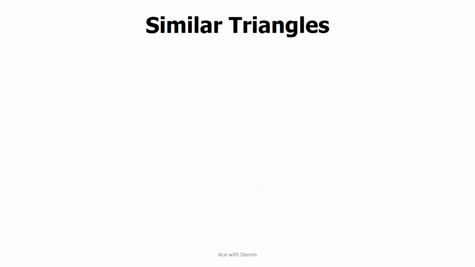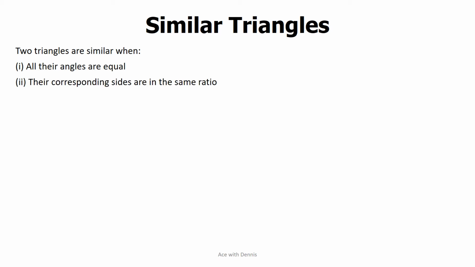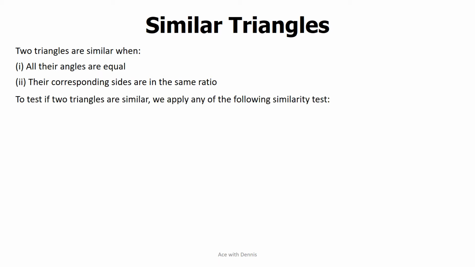Similar triangles. Two triangles are similar when the first condition, all their angles are equal, and the second condition, their corresponding sides are in the same ratio. These two conditions must be satisfied so that we can say that two triangles are similar. To test if two triangles are similar, we can apply any of the following similarity tests. The first is the AA property, or angle.